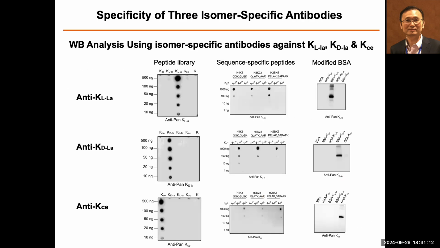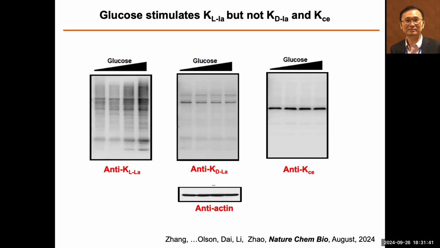To address these issues, we developed antibodies against L-lactation, against D-lactation, and against KCE. Their molecular weight is the same, but their structure is very different, right? So it's not difficult to develop antibodies. We developed a pan antibody against this modification, and these three antibodies are very specific to their corresponding modifications. Then we use these antibodies to examine their dynamics, and we can do IP mass spec to pull down their modification sites. As you can tell, only L-lactation responds to glucose concentration or glycolysis.